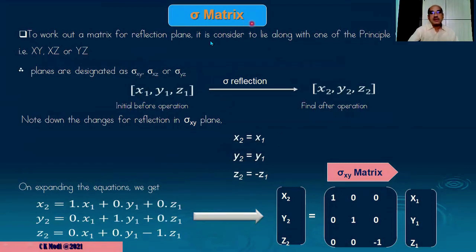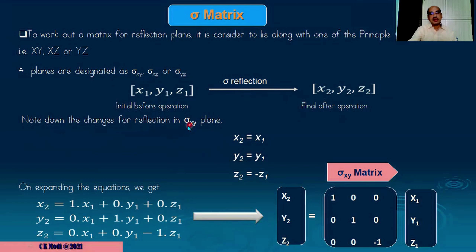Same way, sigma matrix. Now, what is the value of sigma matrix? To work out a matrix for reflection, the plane is considered to lie along one of the principal Cartesian planes, xy, xz, and yz. So planes are designated as sigma xy, sigma xz, and sigma yz. These are the initial coordinates before operations x1, y1, and z1. If I perform sigma reflection operations, my final coordinates are x2, y2, and z2.